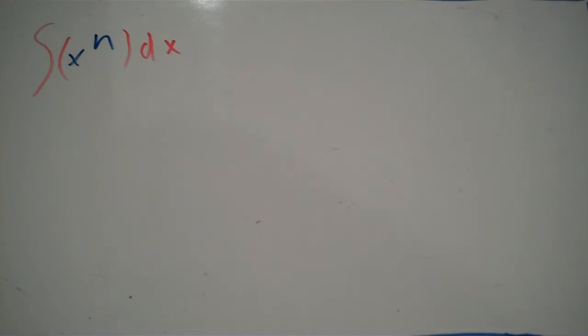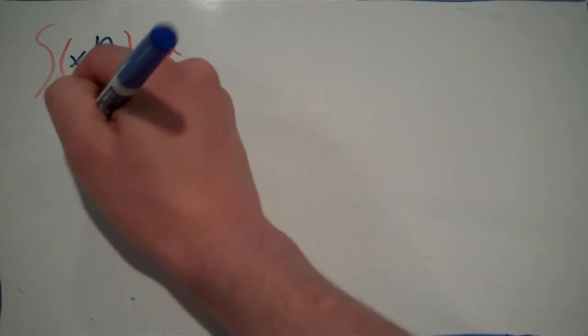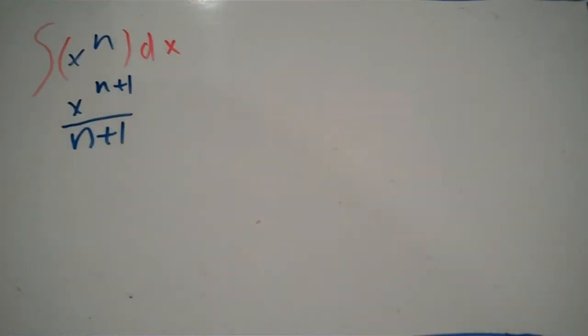Now, an integral is actually the opposite of a derivative, which is why it is sometimes called an antiderivative. So, for a derivative, we take our function and multiply it by the exponent, and then subtract 1 from our exponent. For an integral, we do the opposite. We take our function and add 1 to the exponent, and then divide it by our new exponent.